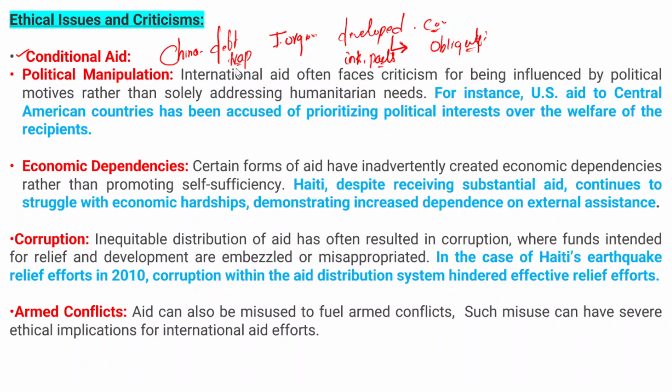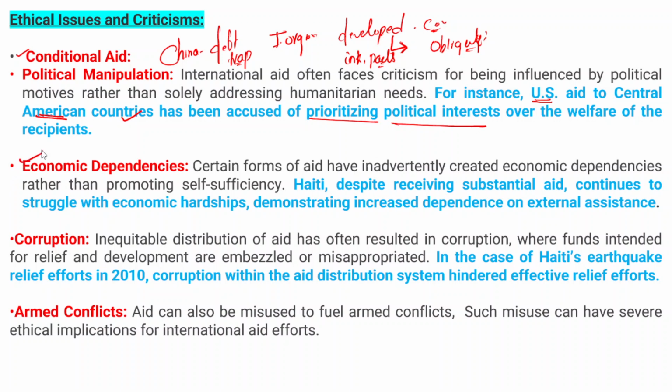So, there's an example. The example is the United States has been giving aid to the Central American countries. The aid is not just for the genuine development of the Central American countries. Rather, the USA has been giving aid to these countries, keeping in mind the political interest involved rather than the welfare development of these countries.